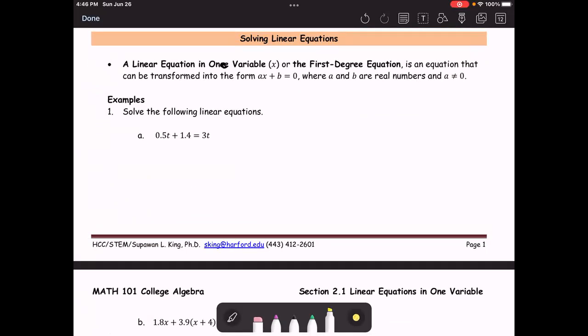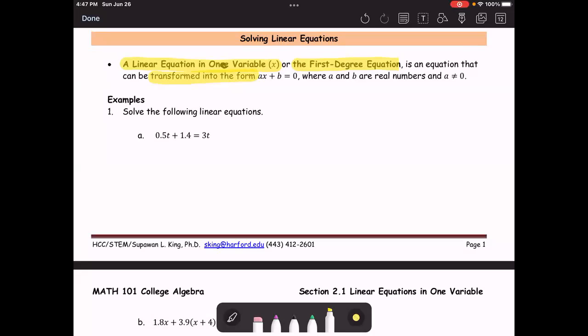A linear equation in one variable x. In general, we have the notation x, but it could be any variable notation. And this equation is also called the first degree equation. It is an equation that can be transformed into the form of ax plus b equals 0, where a and b are real numbers and a is not 0.